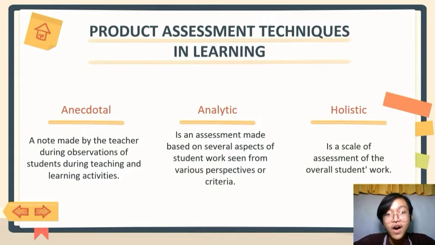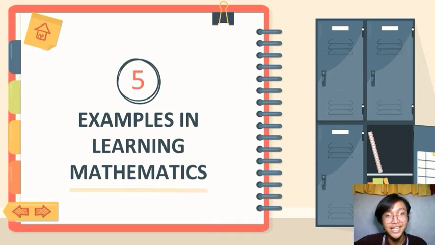Holistic is a scale of assessment of the overall student's work. This scale is used for assess at the final stage, such as assessment of the quality of student work and assessment of student ability to evaluate their work. Then the next material is example in learning mathematics.